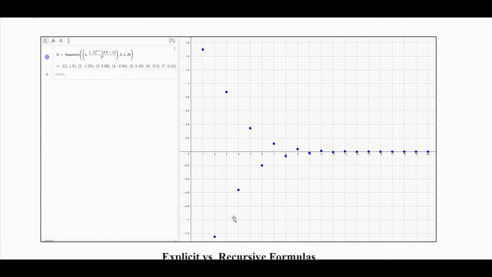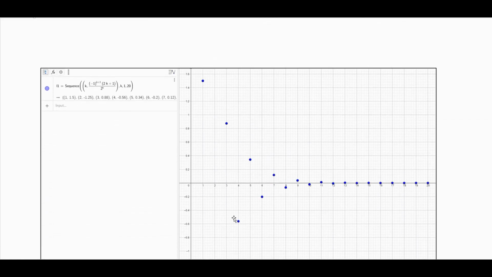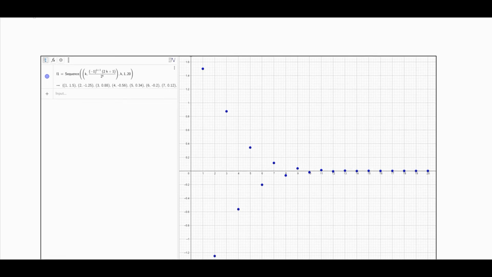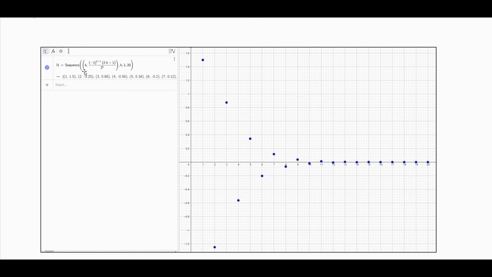So here I used GeoGebra to go ahead and work this out. I'd use the sequence command, parentheses, and basically just type it in like it looks: k, comma, and then type the formula in like it was given, close parentheses, comma, k, comma, 1 to 20. So this will be the first 20 terms, which I think you see graphed here.